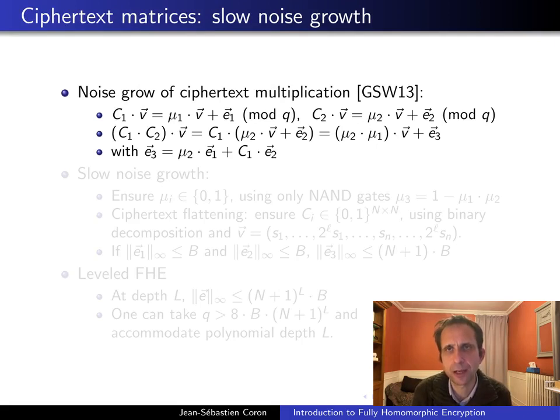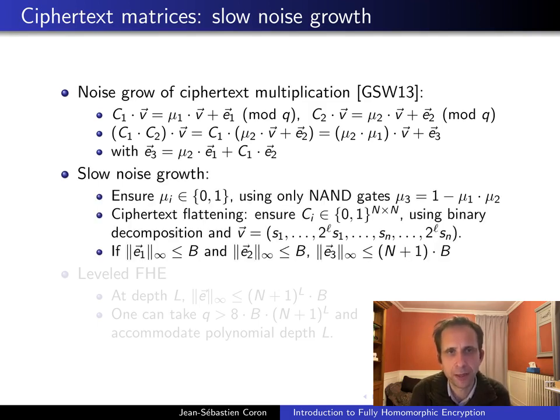The main advantage of this scheme is that the growth of the noise can be very slow. For example, assume that we have two ciphertexts C1 and C2. C1 times v is mu1 times v plus e1, and C2 times v is mu2 times v plus e2. If we multiply two such ciphertexts, we obtain C1 times C2 times v. We expand C2 times v, so it's C1 times (mu2 v plus e2). And when we expand C1 times v, we obtain mu2 times mu1 v plus a new error vector e3, where e3 is mu2 times e1 plus C1 times e2. So we see that the scheme is really homomorphic for multiplication, because we have obtained an encryption of the product of the two messages mu2 and mu1, but with a new noise. Now we can consider the growth of the noise. What is the size of e3 compared to the size of the noise e1 and e2? We are going to see that it can grow relatively slowly.